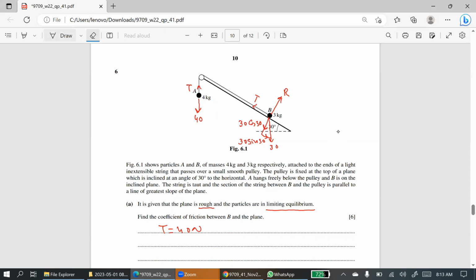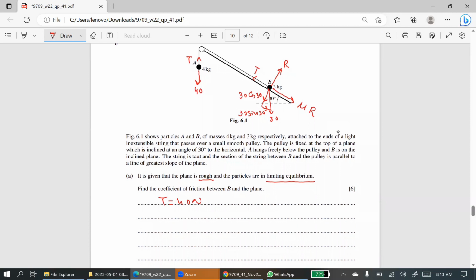Now consider the particle B. In the particle B, the tension which is in the upward direction is 40 and the component of weight is 30 sine 30, which is 15. So the body has a tendency to move up the plane. As the plane is rough, friction will act downwards. Mu R.